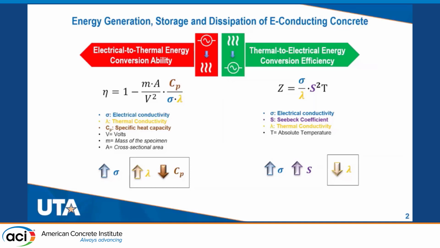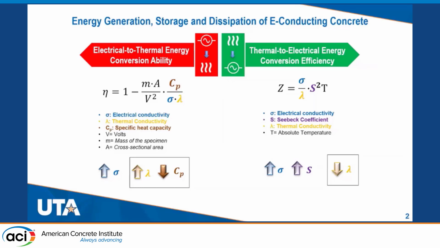This presentation is divided into two parts. I will show you how nanocomposite materials are able to convert applied electrical energy into thermal energy, also known as electrothermal efficiency. And in the second part, I will present the opposite: how can a nanocomposite material convert thermal energy harvested from the surroundings into usable electrical energy? For these two, we need to examine two critical parameters.